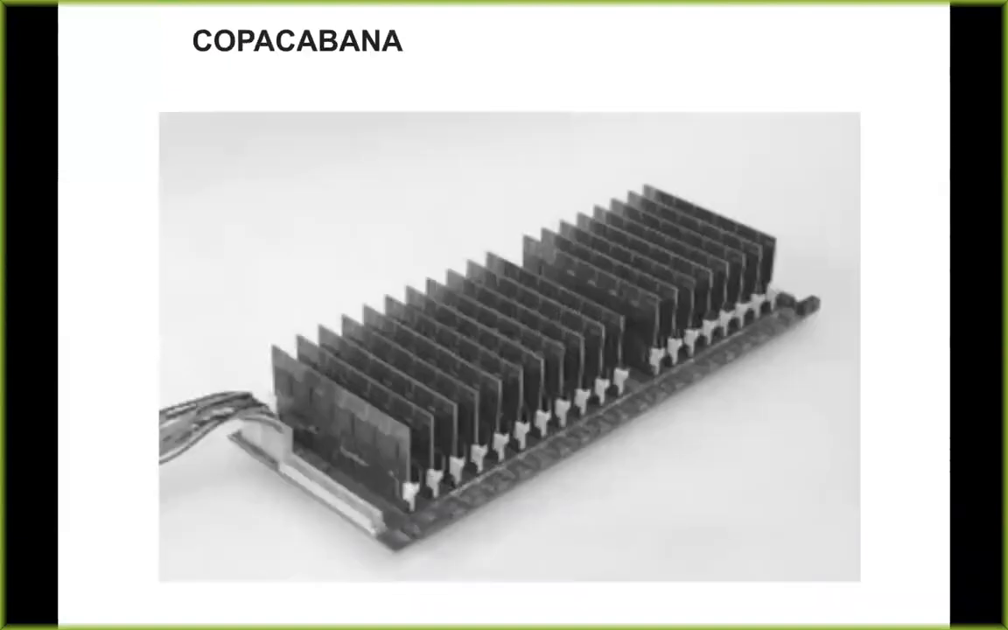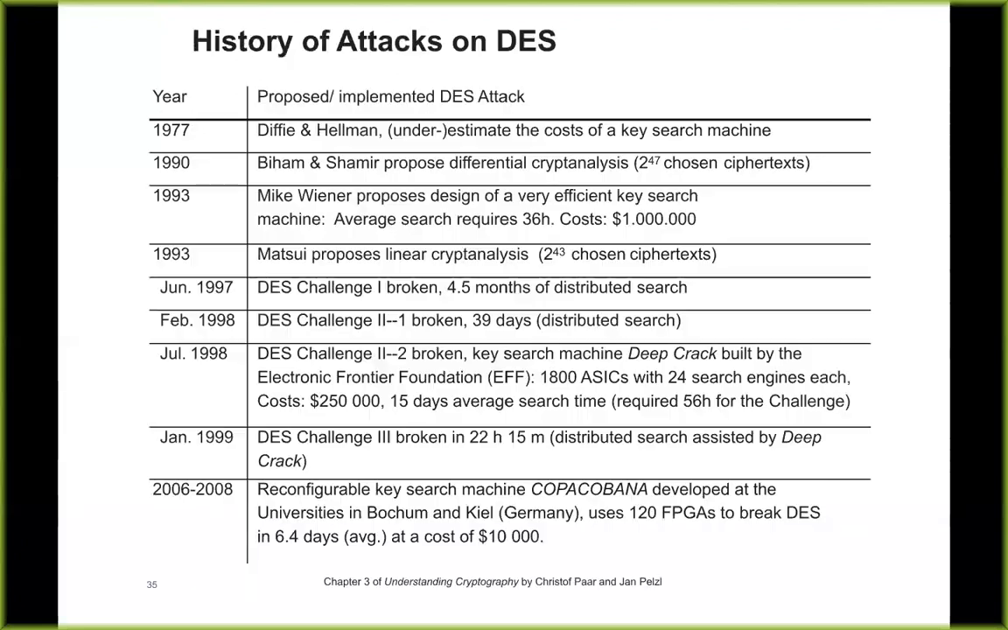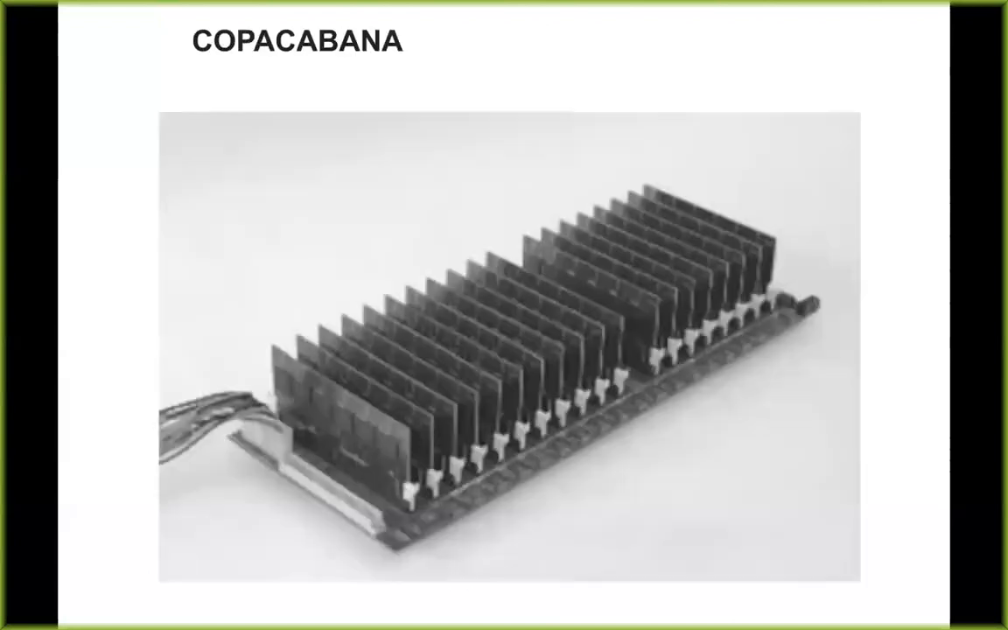Here's the one their textbook authors made called Copacabana in 2004 with all these boards, which I think are like graphics boards, doing DES super fast, and it can find the key in something like 10 days. And I think it was a whole lot cheaper. Copacabana was only $10,000. That's why it was an improvement. It was 25 times cheaper by 2006.